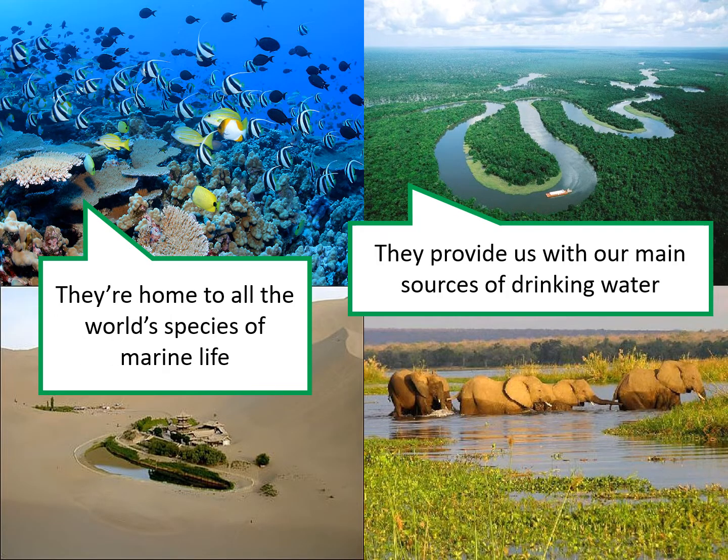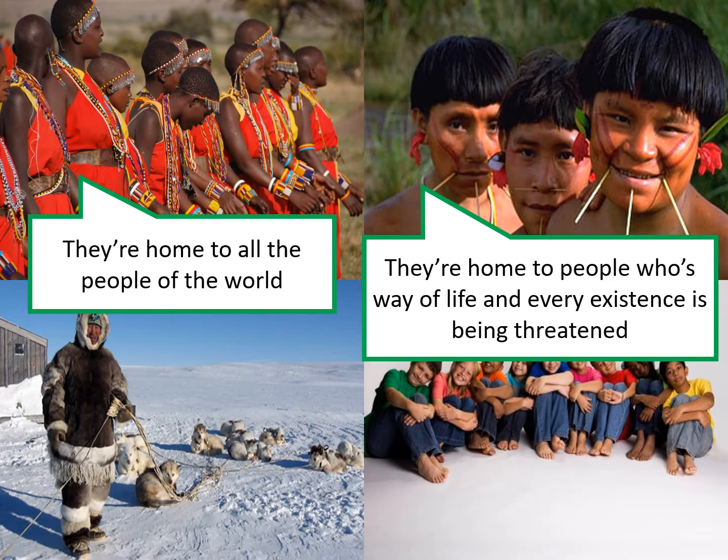They're also home to the world's species of marine life, so they provide us with our main sources of drinking water. So we've got examples such as the Great Barrier Reef that we find in Australia, and then we've also got examples of the River Nile and the Amazon River. And they're also home to different people around the world. So within different ecosystems, we have different tribes and different cultures who bring a different way of life.